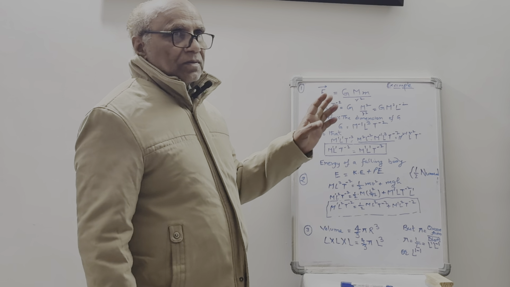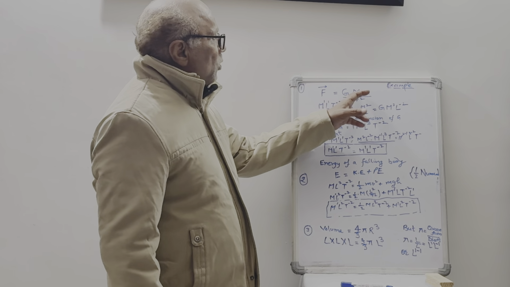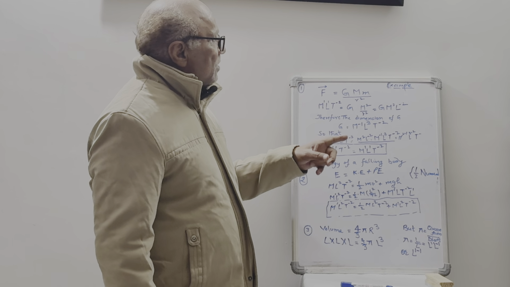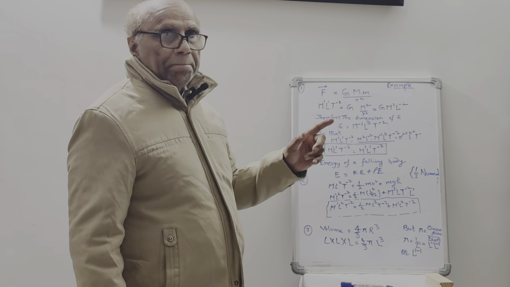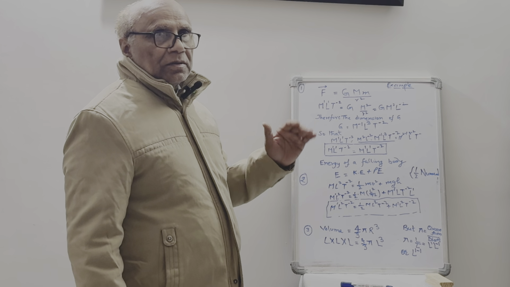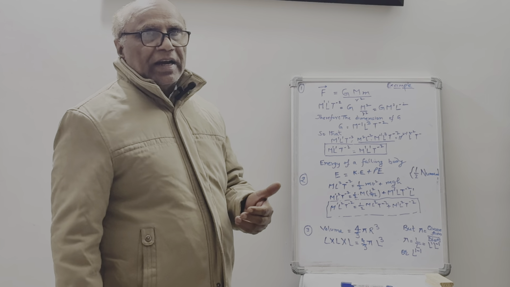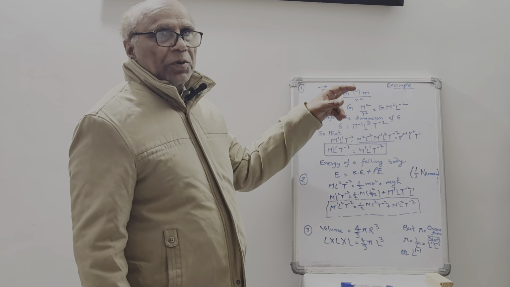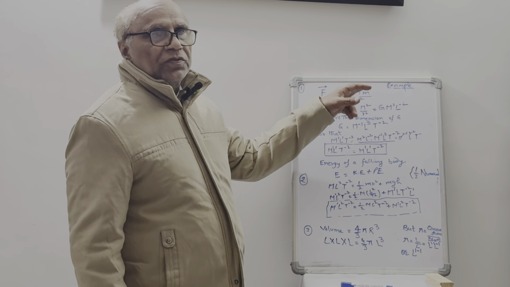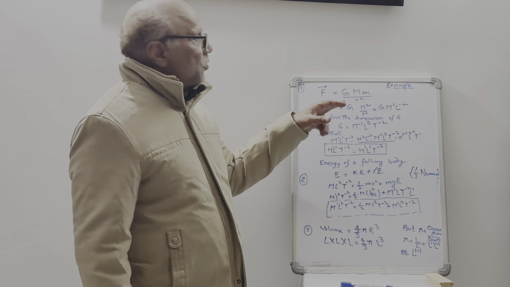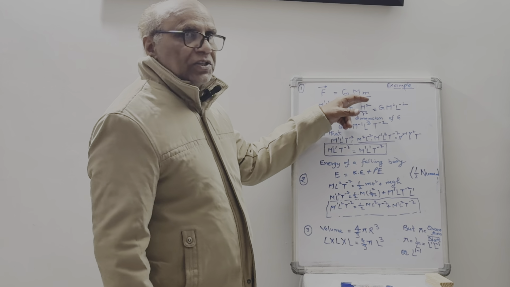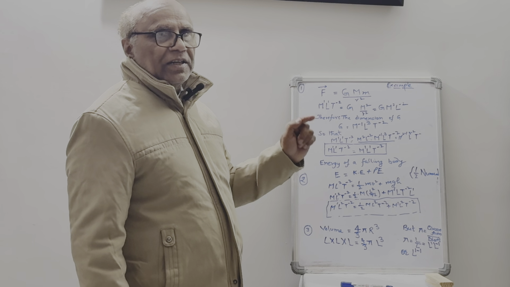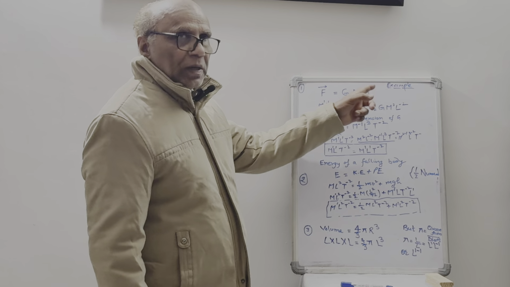which is proportional to the product of two masses and the square of the distance between them. It is in normal language said that the gravitational force between two bodies is directly proportional to the product of their masses and inversely proportional to the square of the distance between them, and the direction of the force is directed always towards the center of these two masses.